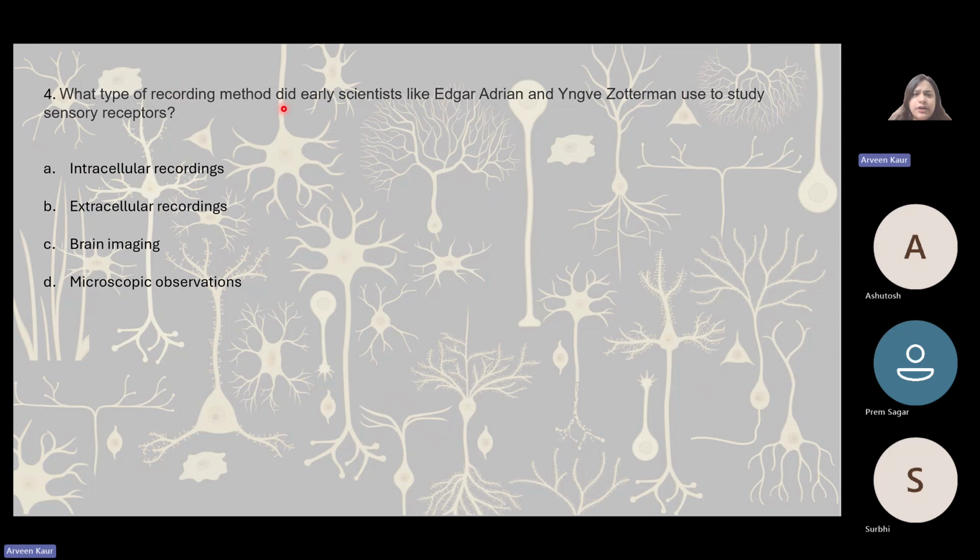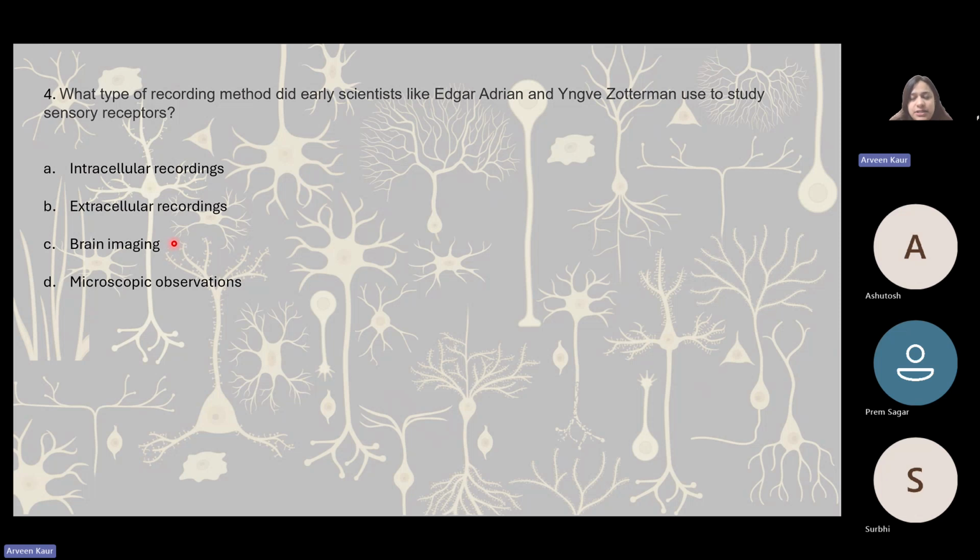Then, what type of recording method did early scientists like Edgar Adrian or Zotterman use to study sensory receptors? Was it intracellular recordings, extracellular recordings, brain imaging, or microscopic observations? The hint for this answer is that they are saying early scientists used this method, so it was most probably a less sophisticated method, right?